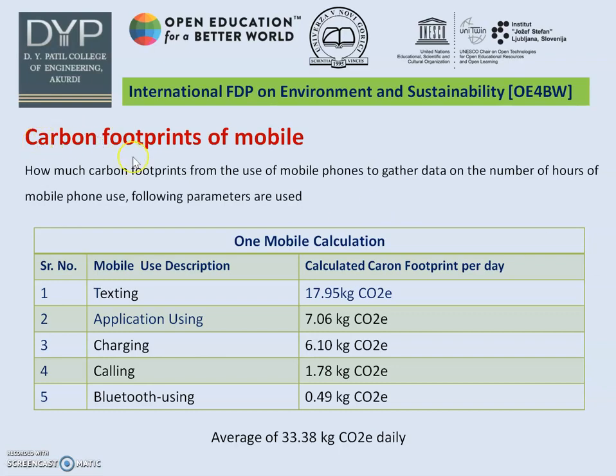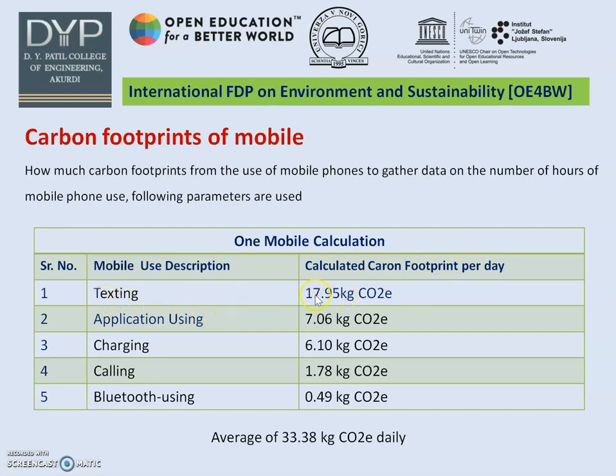For the carbon footprint of mobile, how much carbon footprint comes from the use of a mobile phone depends on the number of hours the mobile phone is used. The following parameters are used: texting, application using, charging, calling and Bluetooth using. The calculation of carbon footprint per day is as follows.